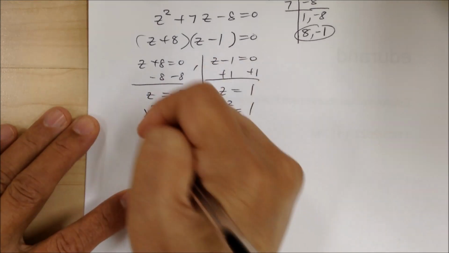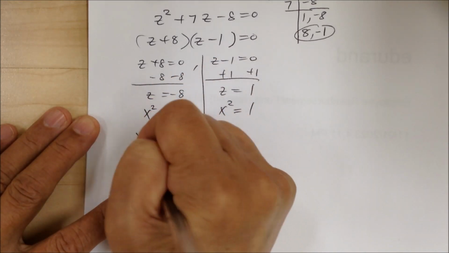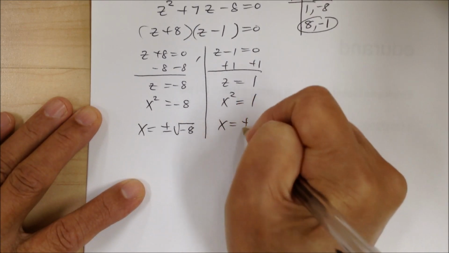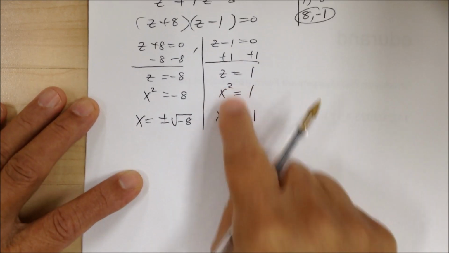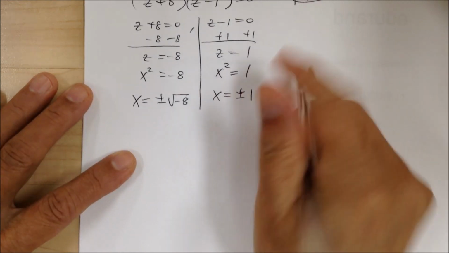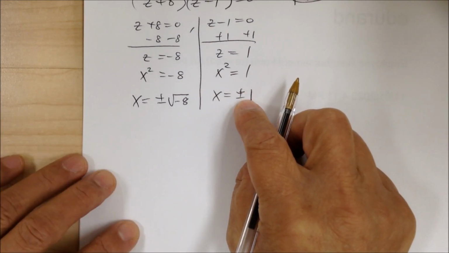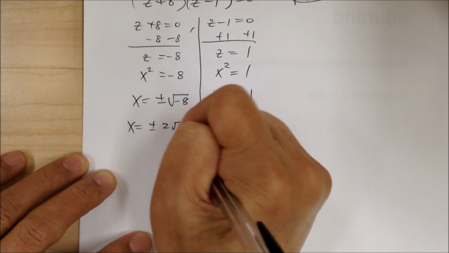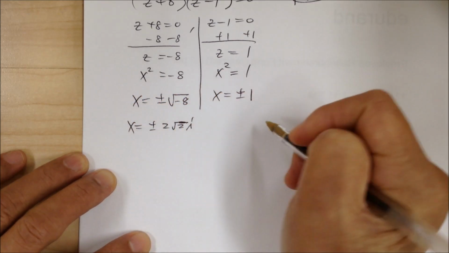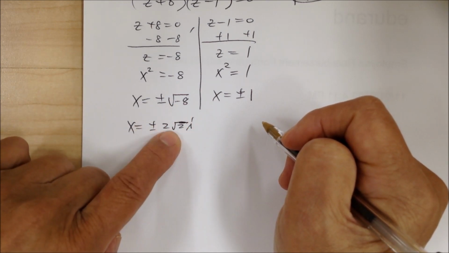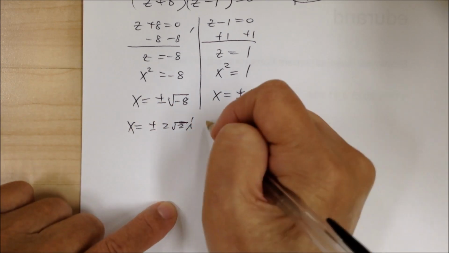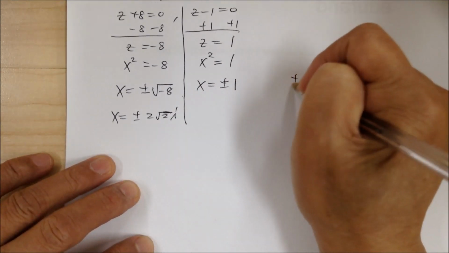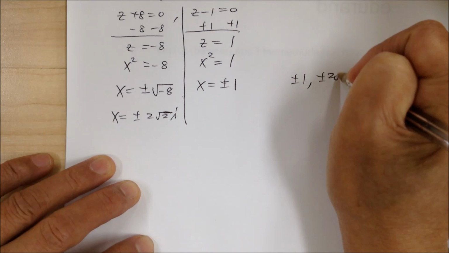Then you take the square root on both sides. So you got x equal to plus or minus square root of negative 8, and this one you got x equal to plus or minus 1. Remember to get plus or minus. Then you have to simplify that. So x equal to plus or minus 2 square root of 2i, since square root of 8 is 2 square root of 2, and square root of negative 1 is i. This one is done already. So your answer would be plus or minus 1, plus or minus 2 square root of 2i.